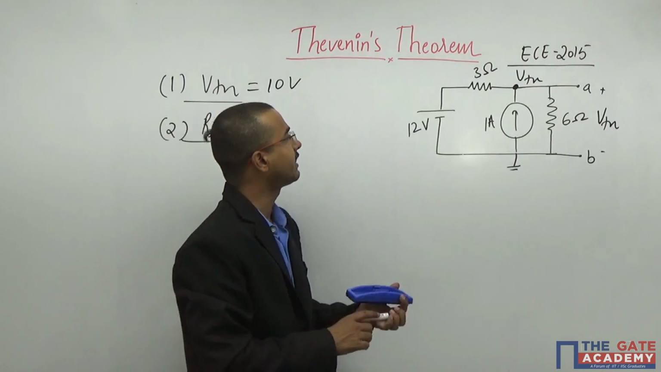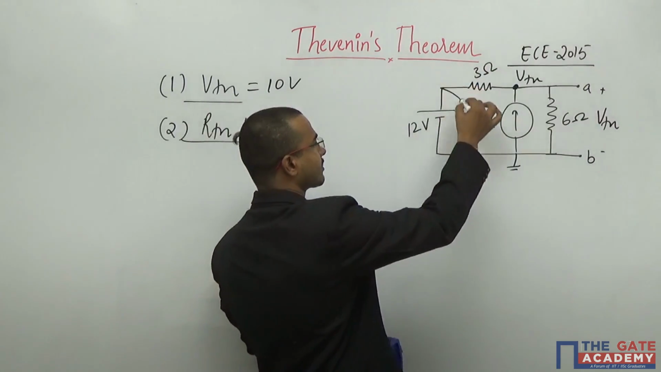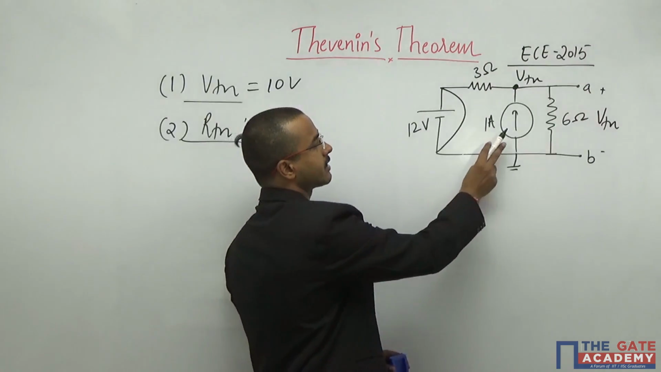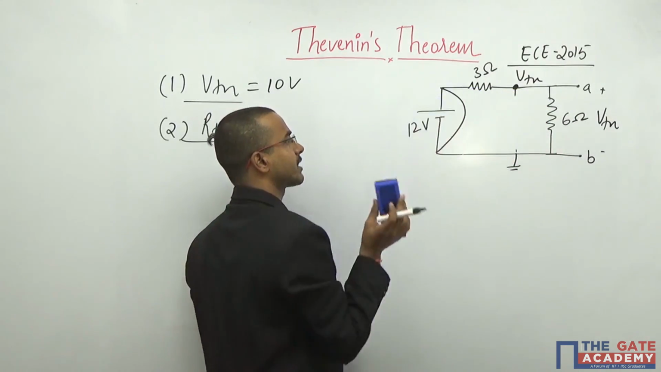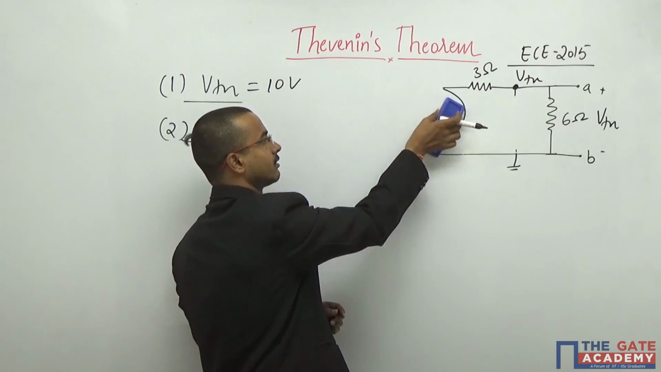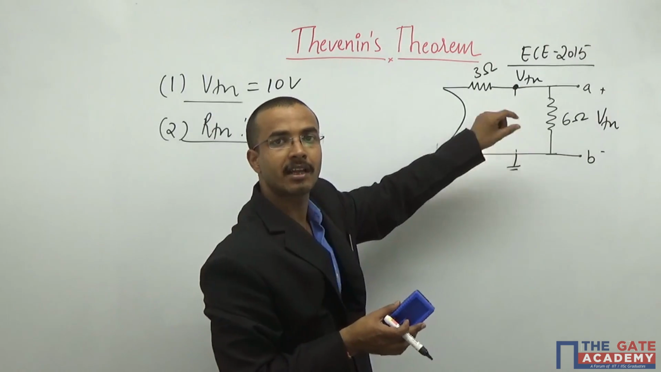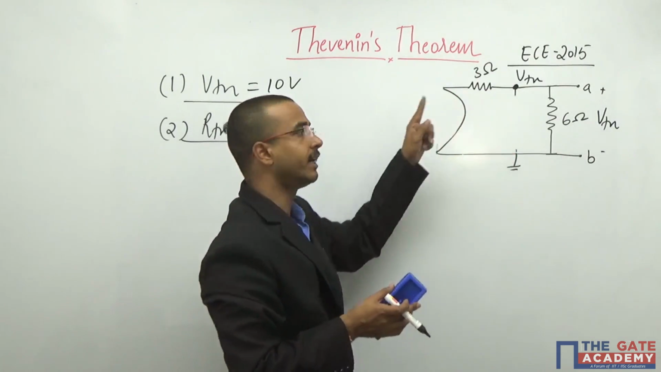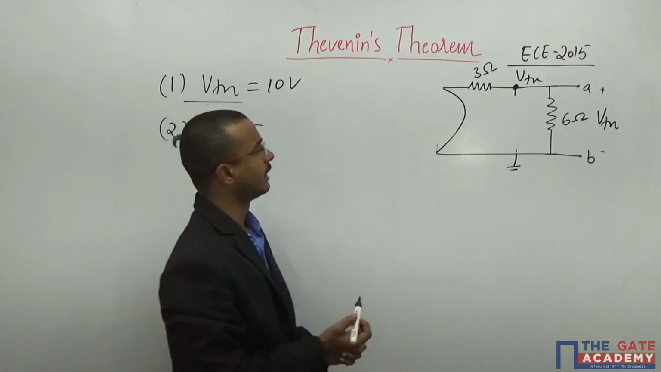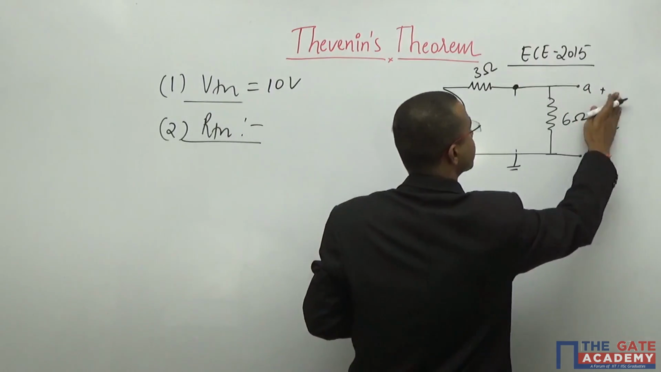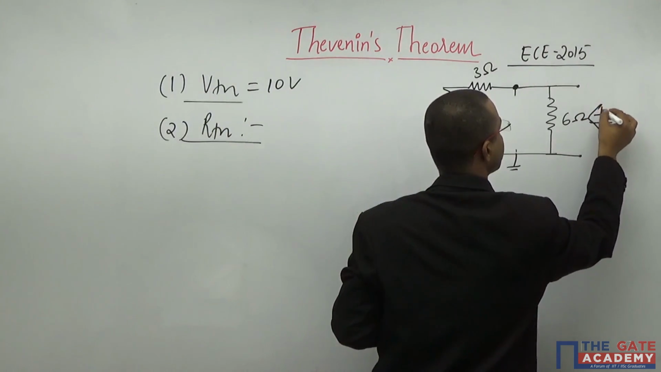What is the internal impedance of a voltage source? 0. That means I will replace it by a short circuit. And what is the internal resistance of a current source? Infinity, that means it will become an open circuit. That means I will replace this and I will replace this also. This has been replaced by the short circuit and this has been replaced by the open circuit, because the internal resistance of the current source is infinity and the internal resistance of the voltage source is 0. Now, after this, just calculate how much resistance you are seeing across this.